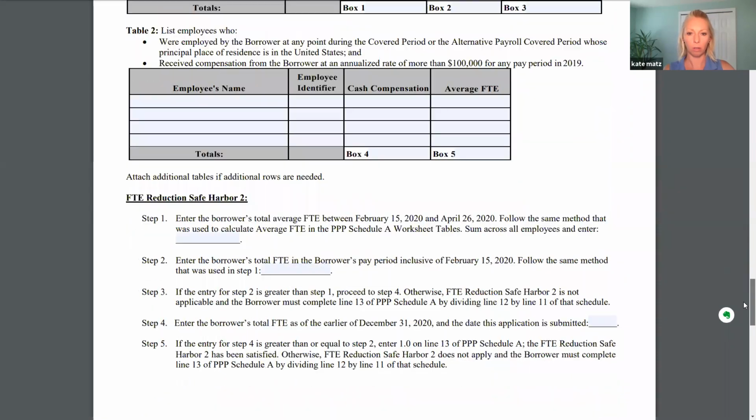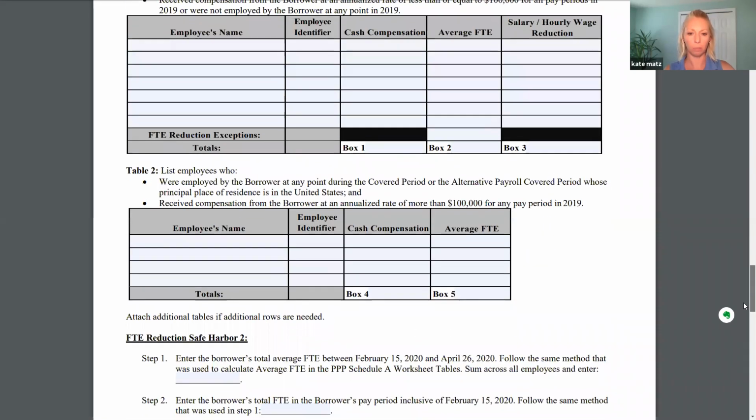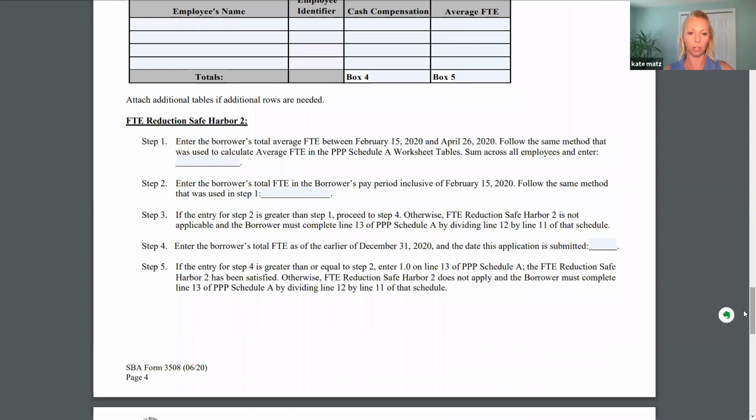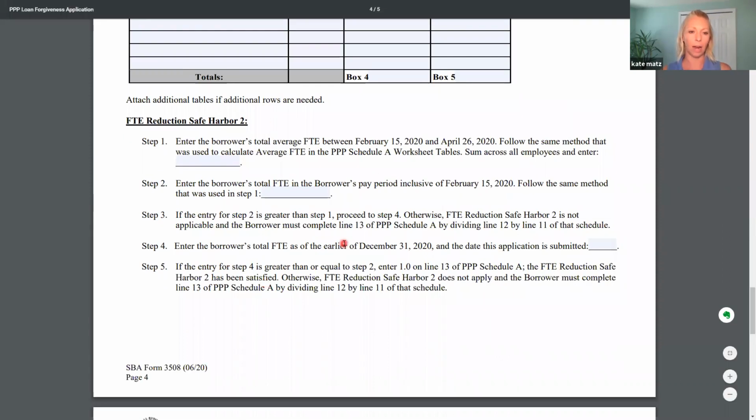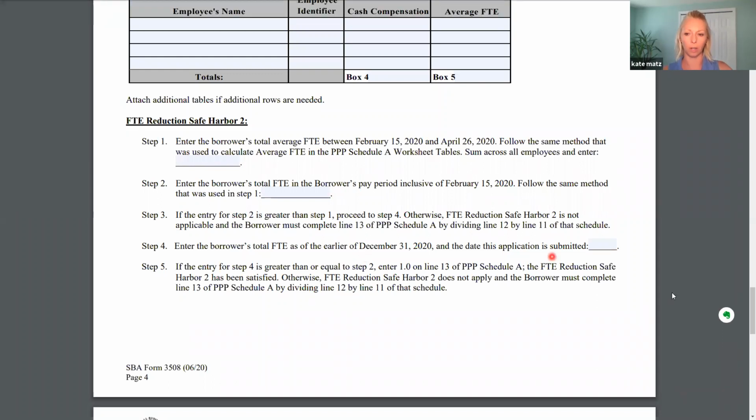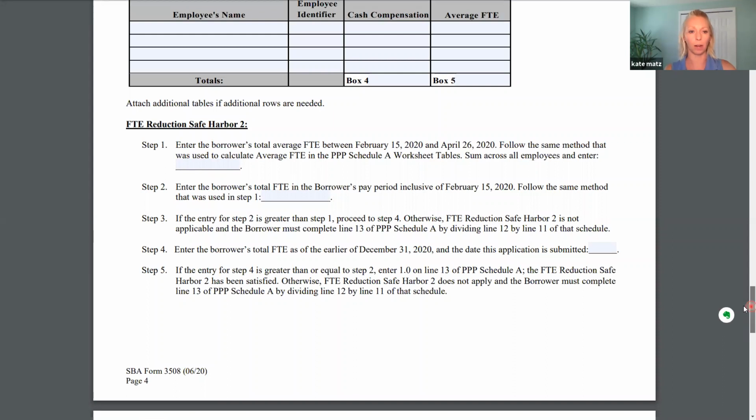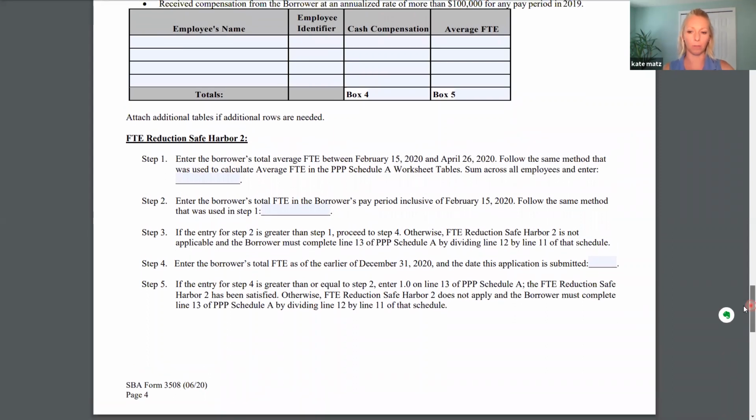So that will get you through the top of this page. Bottom of this page is more detail on how to calculate the second safe harbor. So you won't actually fill that out here because this is a person by person calculation. It's just kind of showing you how to do that. And again, the calculator has done all of that for you and given you the answer as to whether or not you met that safe harbor.